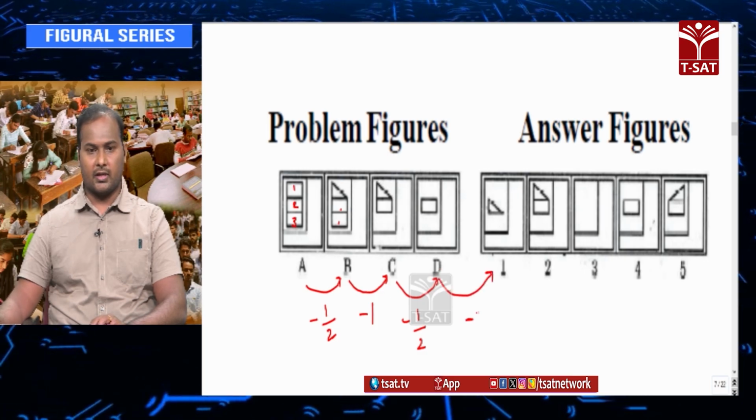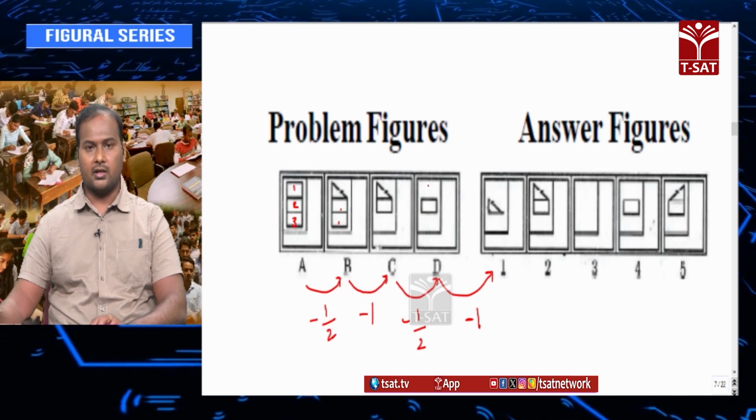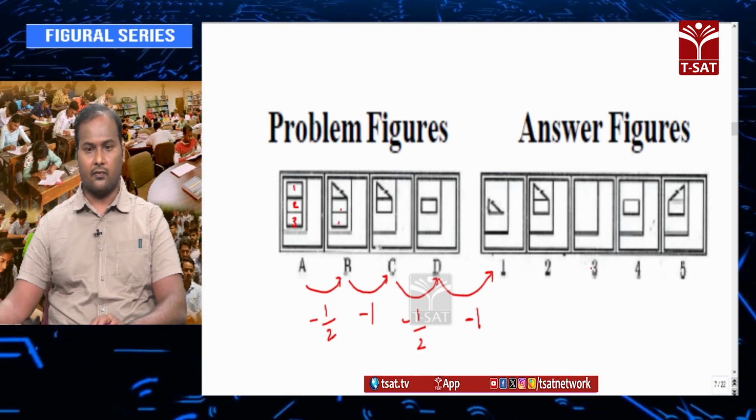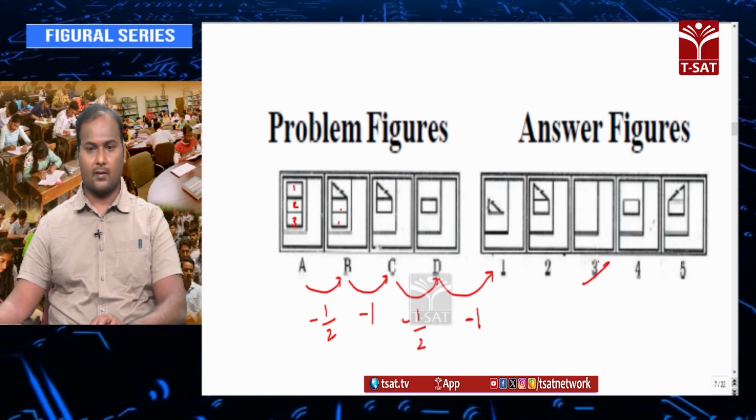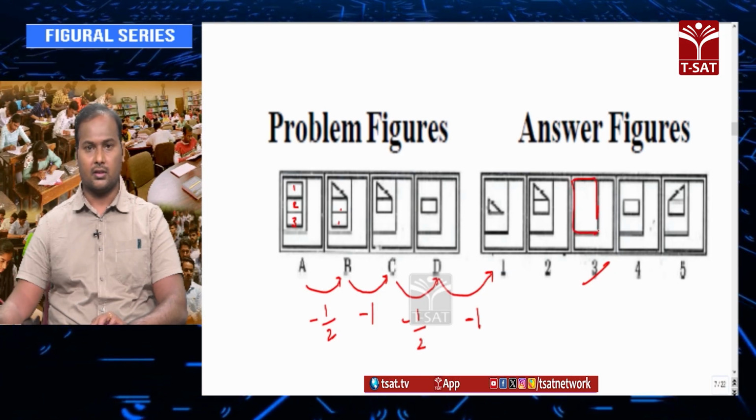And what is the next change you can see? The next change will be again minus 1. So, remove the complete figure. The empty is our answer. So, what is the empty figure in answer figures? Option 3 is the empty figure. So, your answer is option 3.